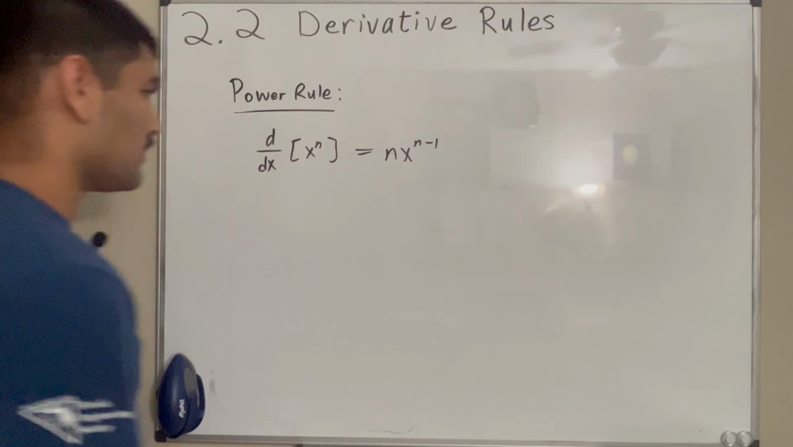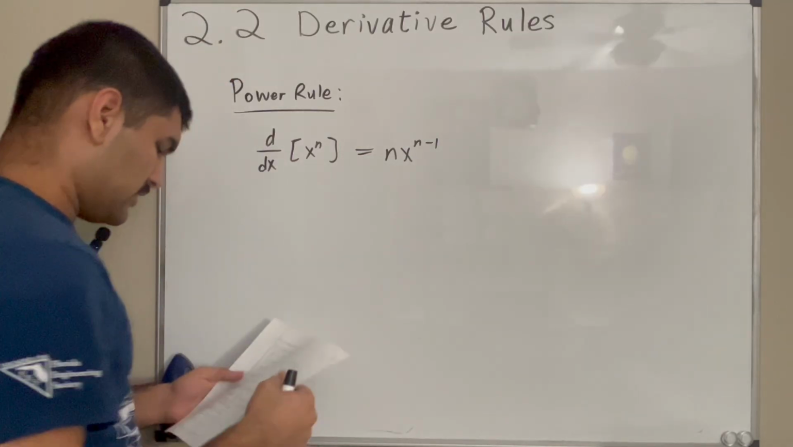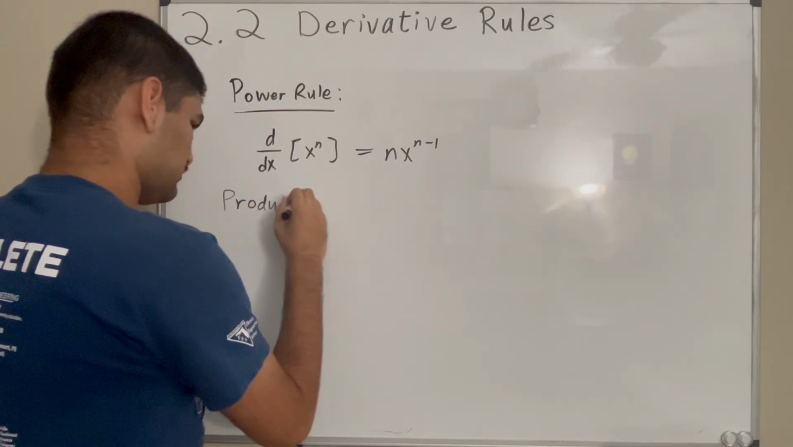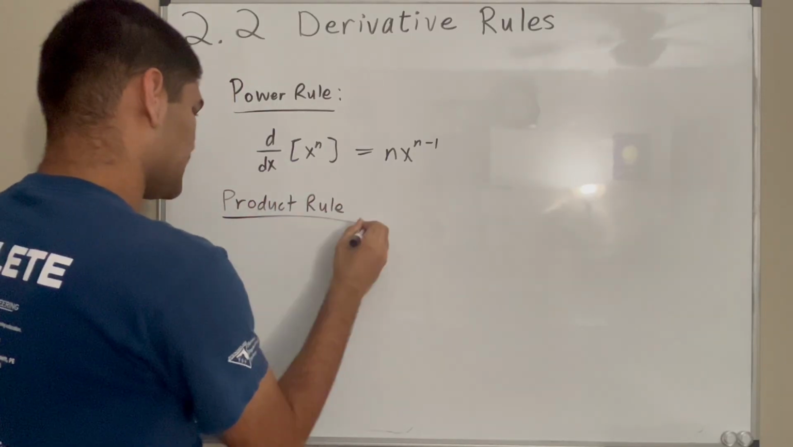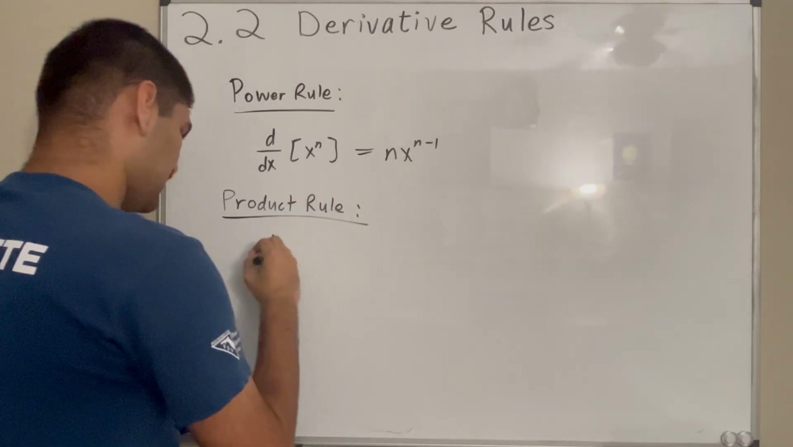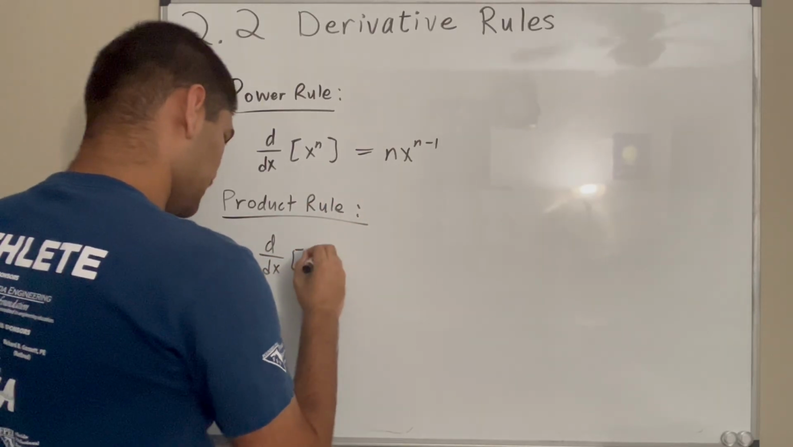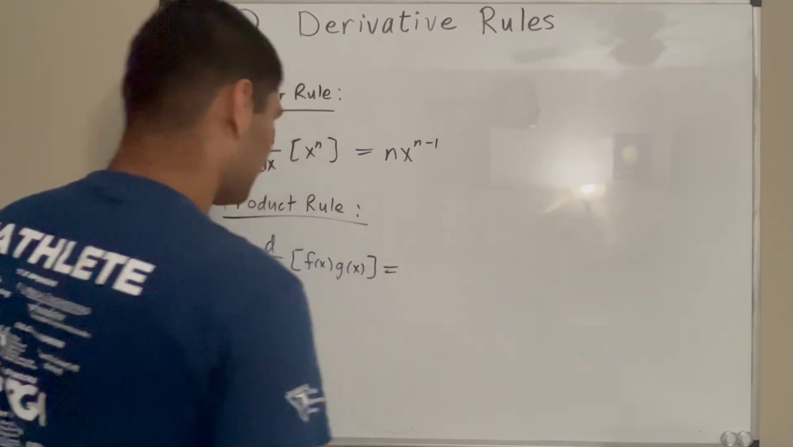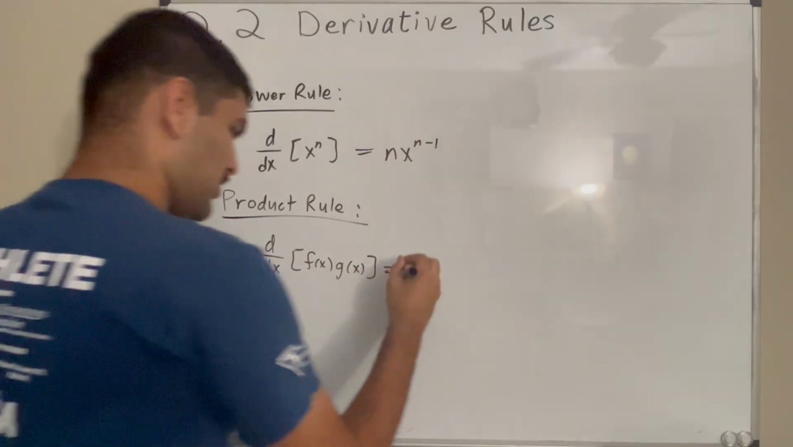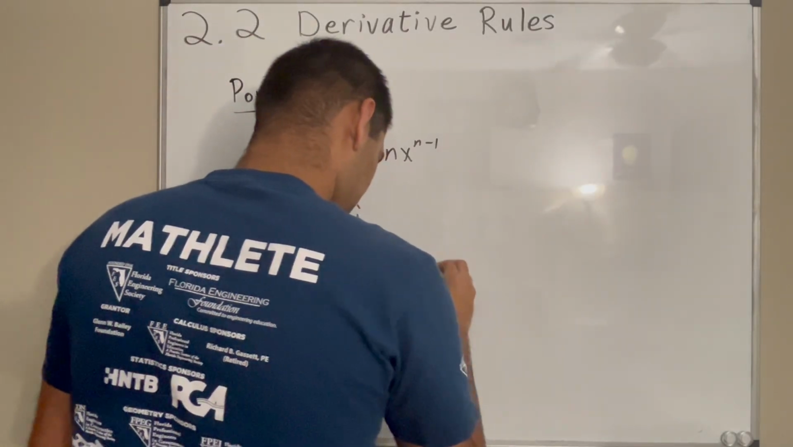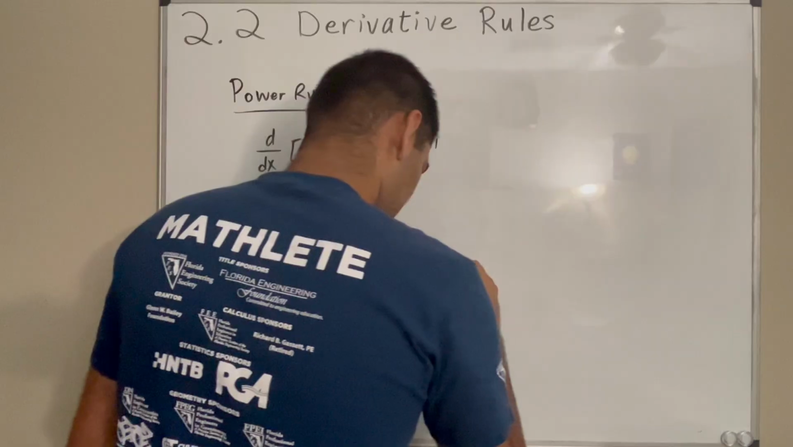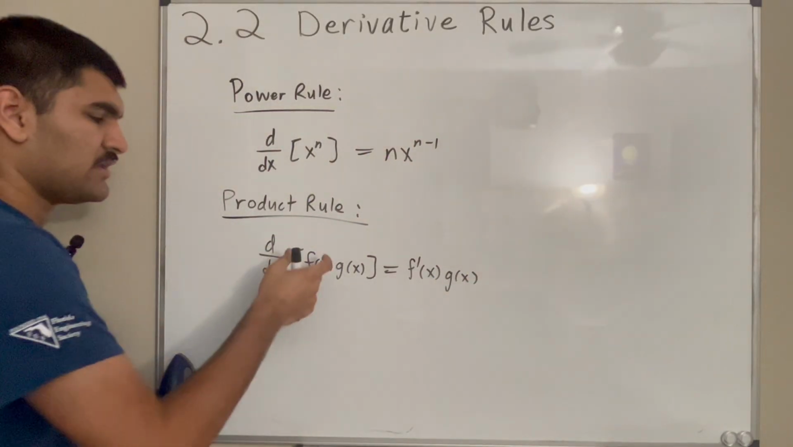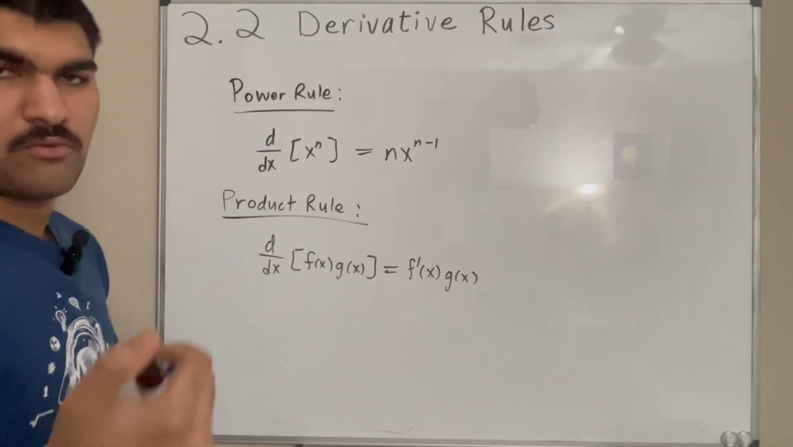Next we have the product rule. This tells us how to find the derivative of a product of two functions. If you have the derivative of f of x times g of x, this is equal to, first, we take the derivative of the first function, f prime of x, times the second function, and we leave the second function alone. Essentially we're taking the derivative of each function one at a time.